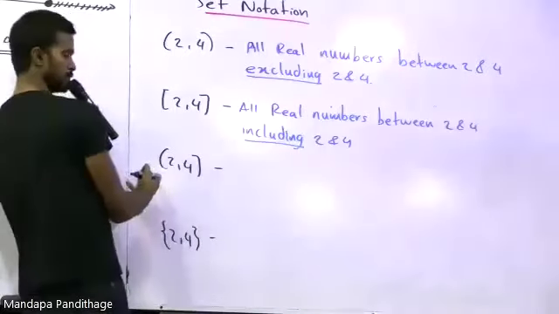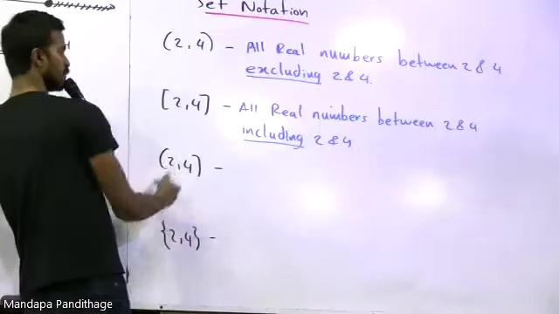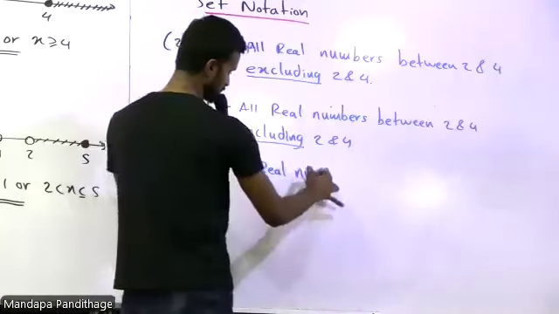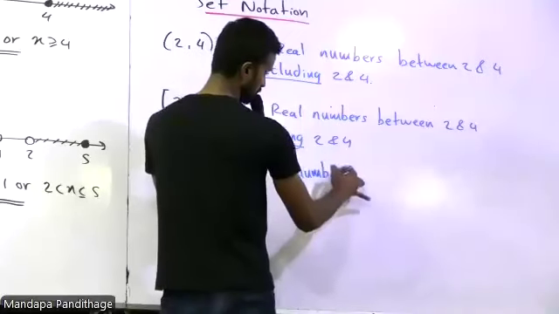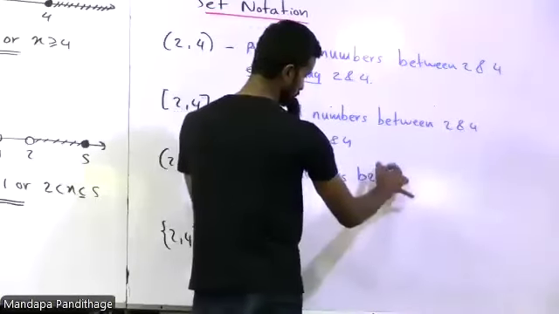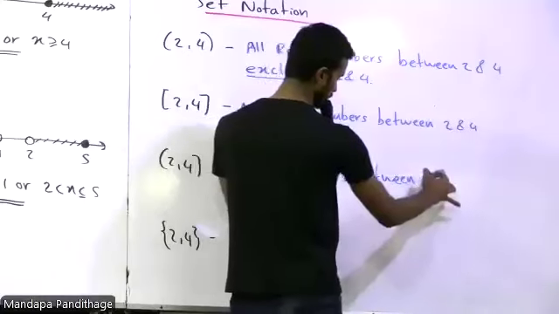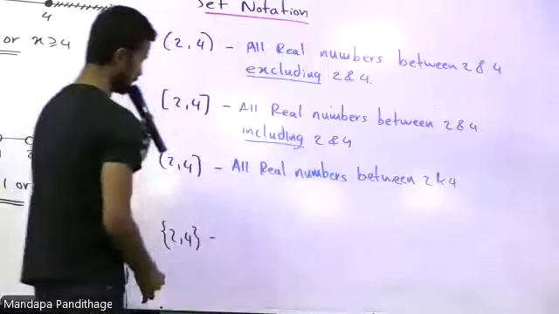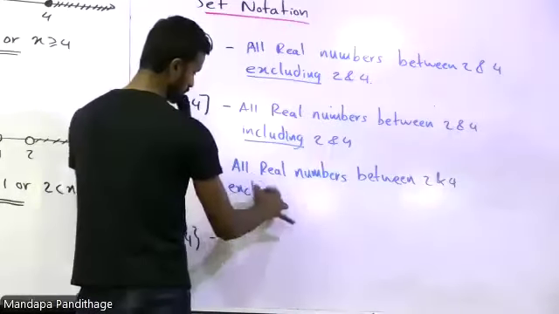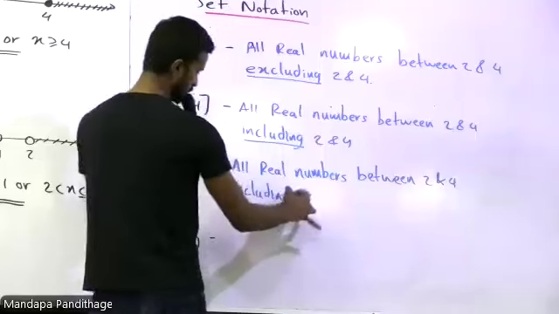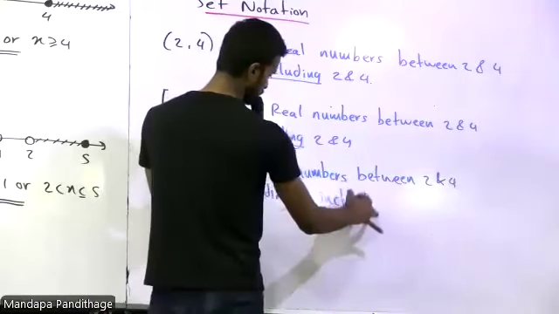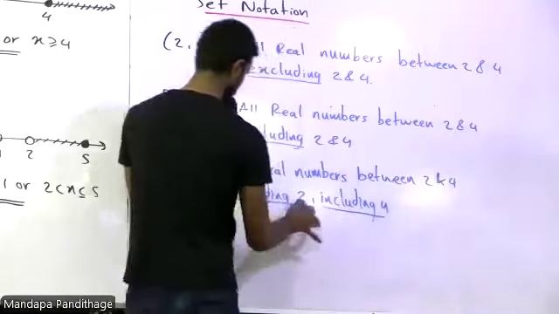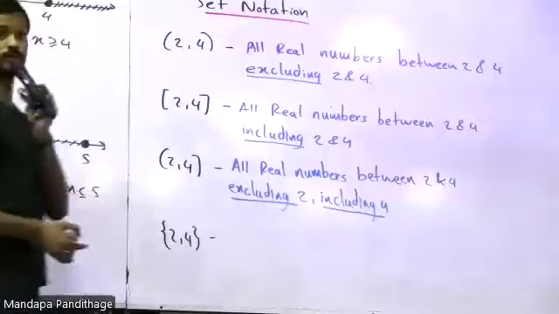In this case, same thing, but 2 has been excluded and 4 is included. So this set is all real numbers between 2 and 4. Write it properly: we have excluded 2, including 4. We have included 4 and we have excluded 2. Clear? Okay, last one. We have used the square brackets 2 and 4.